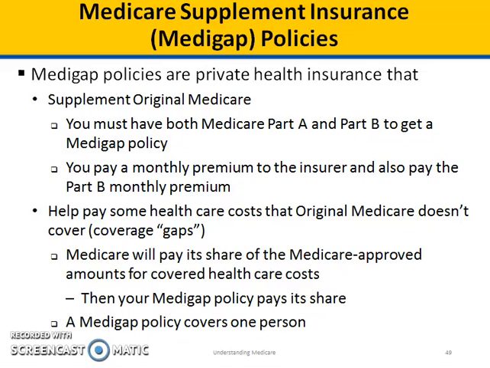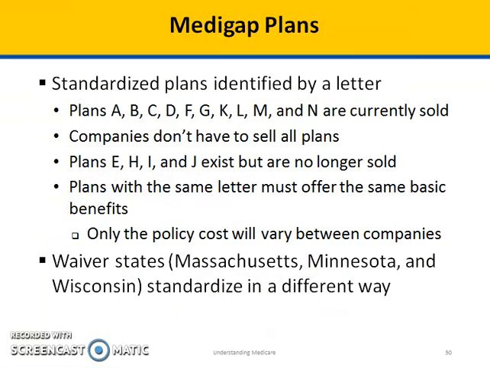You must have both Medicare Part A and Part B to get a Medigap policy. You pay the private insurance company a monthly premium for your Medigap policy in addition to your monthly Part B premium. Medigap policies cover only one person. If you and your spouse both want Medigap coverage, you'll need to have separate Medigap policies. Okay, let's see, I can move on to more details about Medigap plans.